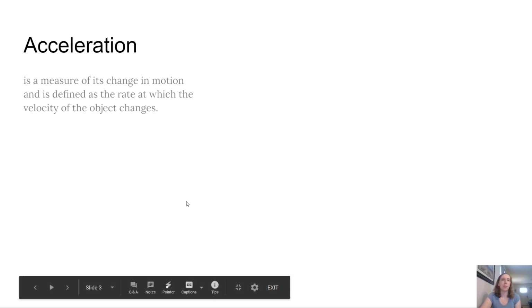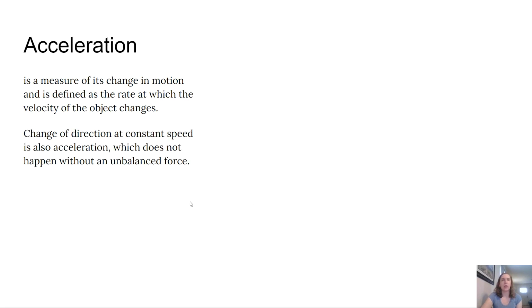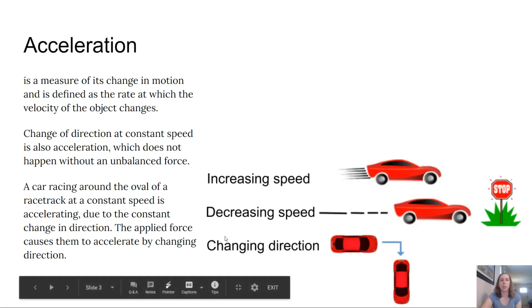Acceleration is a measure of change in motion and is defined as the rate at which the velocity of the object changes. Changes of direction at constant speed is also acceleration, which does not happen without an unbalanced force. An example would be a car racing around the oval of a racetrack at a constant speed. It is accelerating due to constant change in direction. The applied force causes it to accelerate by changing direction. So: increasing speed, decreasing speed, changing direction.